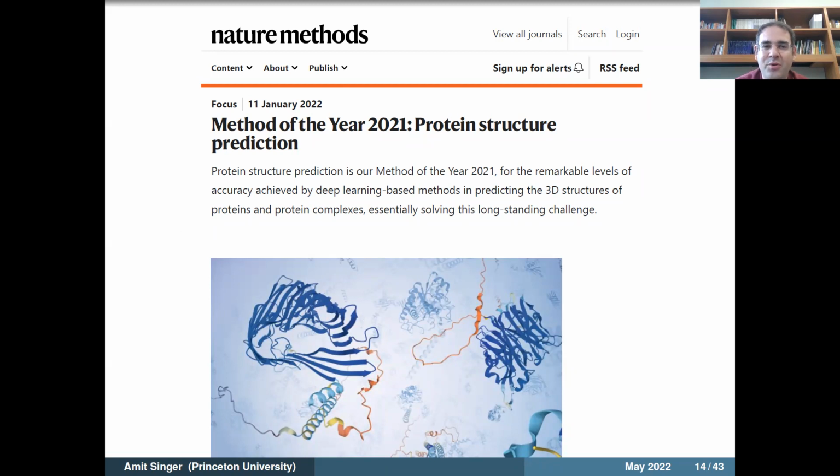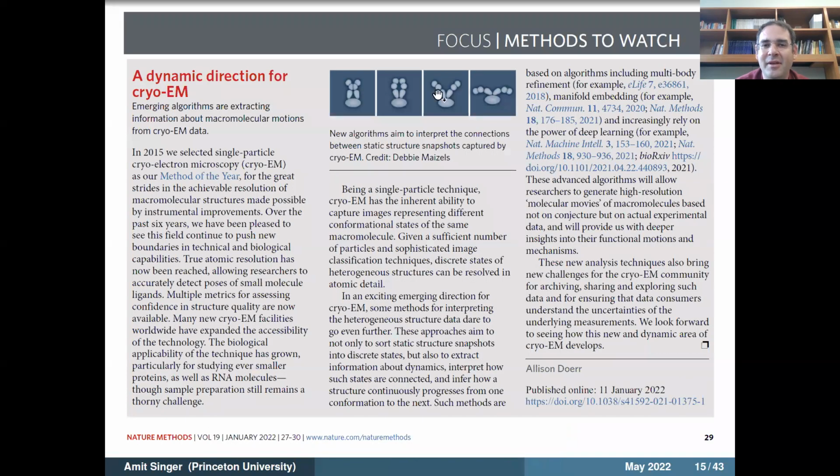So protein structure prediction is still very interesting, and even when they selected AlphaFold as Method of the Year, in the methods to watch, you can see basically the heterogeneity problem in cryo-EM, or what is called the dynamic direction for cryo-EM, was selected as one of the methods to watch.